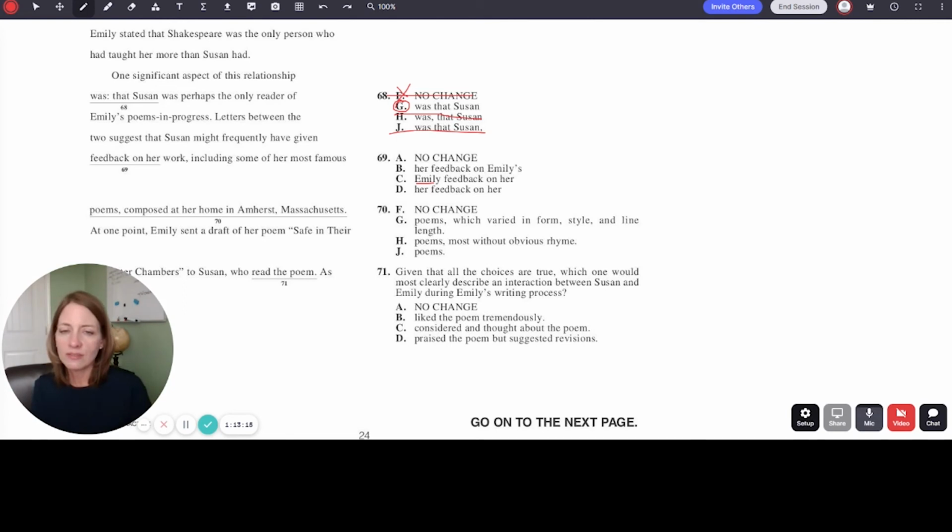I think her is sufficient. Susan might have given her feedback on, see that her and her. So Emily feedback on her work. I think we do need that noun Emily because we've got her and her.